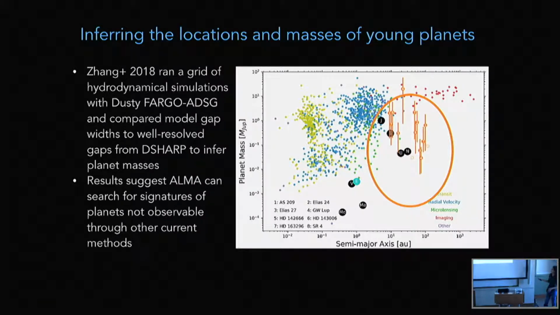The planet masses he inferred here are plotted in orange. And as you can see, these inferred planets occupy a part of parameter space that isn't really well covered by current exoplanet detection methods. The orbits are generally at a few tens of AU, and their masses are somewhere in the range of the ice and gas giants in our solar system. And this is generally consistent with findings from other papers that have analyzed individual disk gaps.